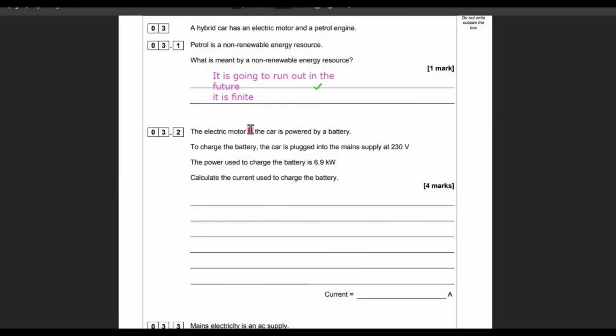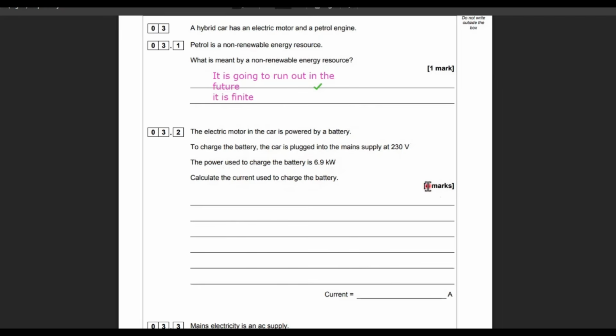Okay, 3.2. The electric motor in the car is powered by a battery. To charge the battery, the car is plugged into the mains supply. Now, the mains in the UK is roughly 230 volts, give or take a bit. There's a little range as it's not constant. The power used to charge the battery is 6.9 kilowatts. Calculate the current to charge the battery.